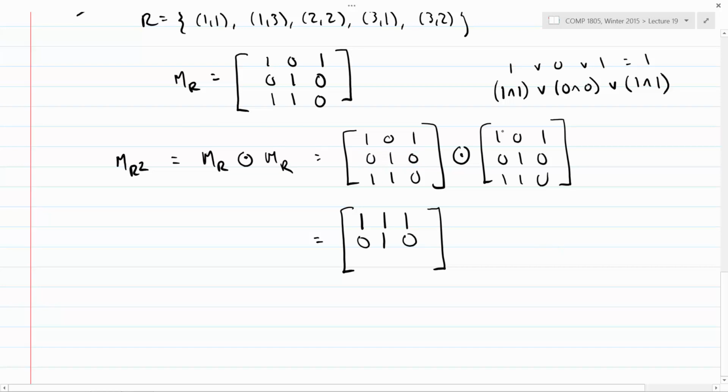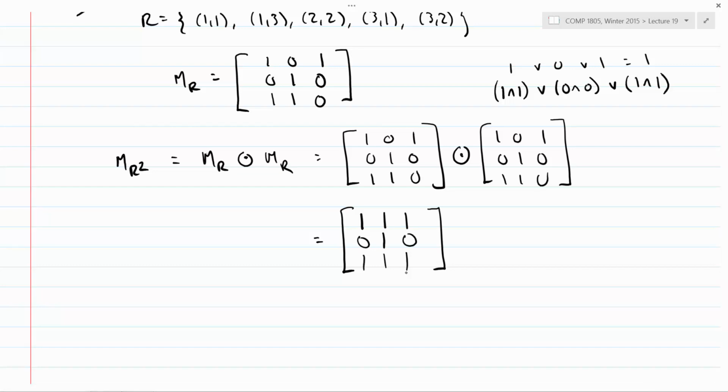So that's 1 times 1, so I'll definitely have a 1 there. 1 times 0 plus 1 times 1, I'll have a 1 there. And the very last one, 1 times 1, so I'll have a 1 there. So this is the matrix representation of R squared.